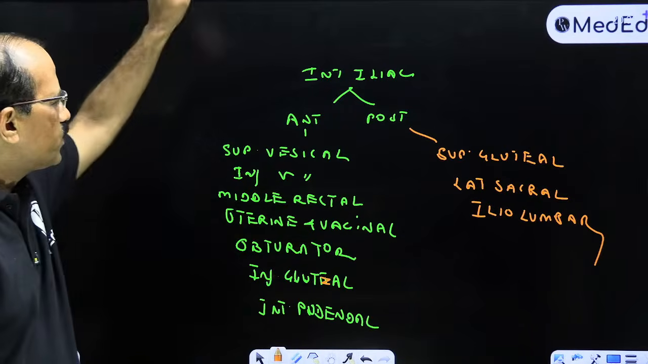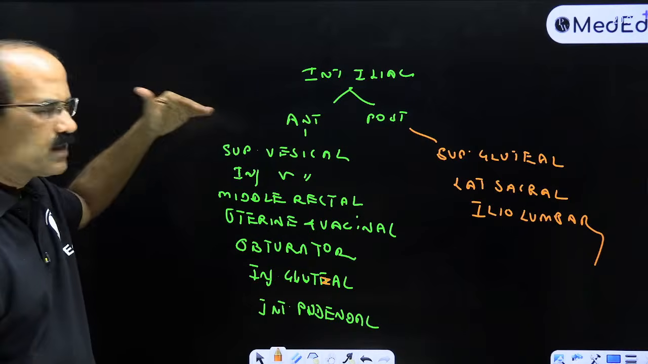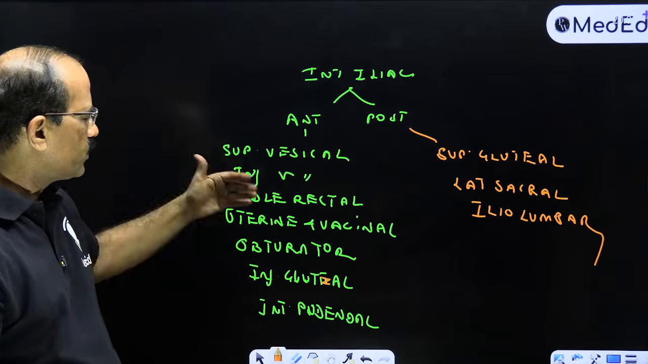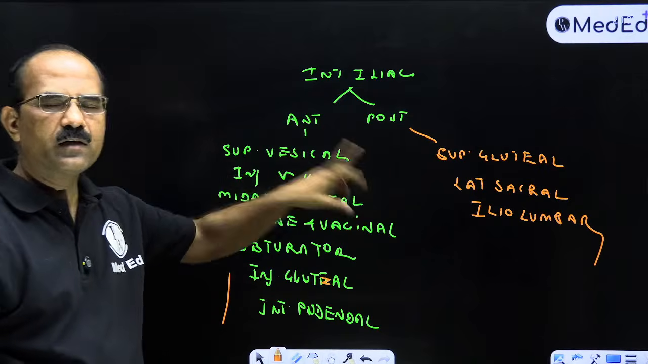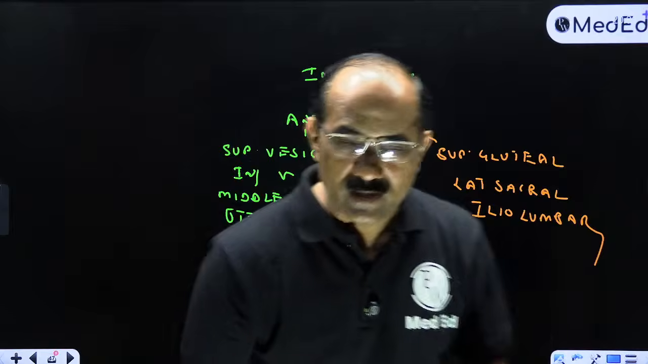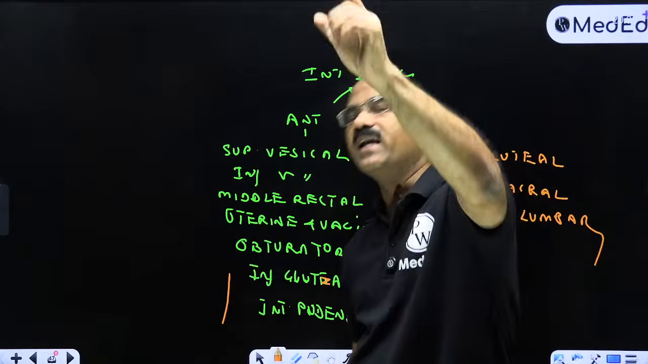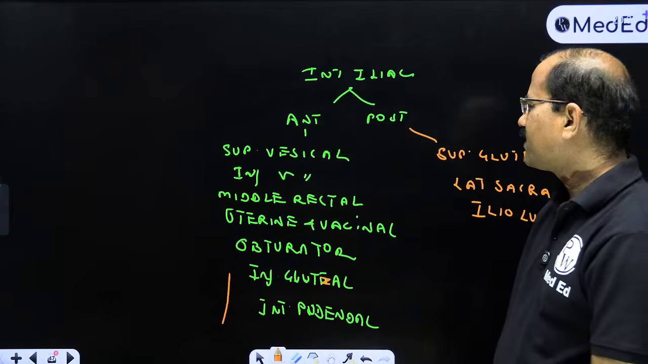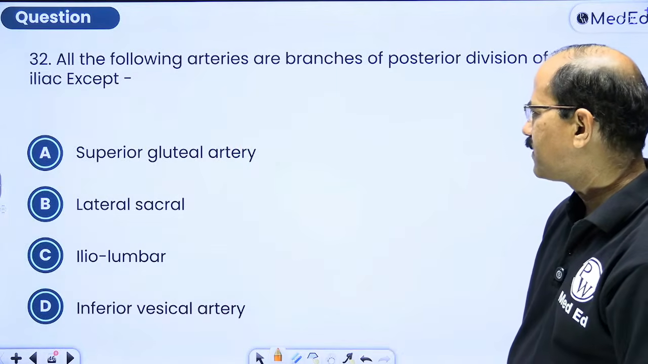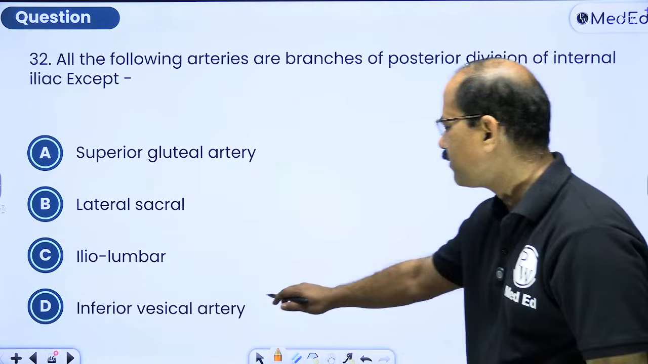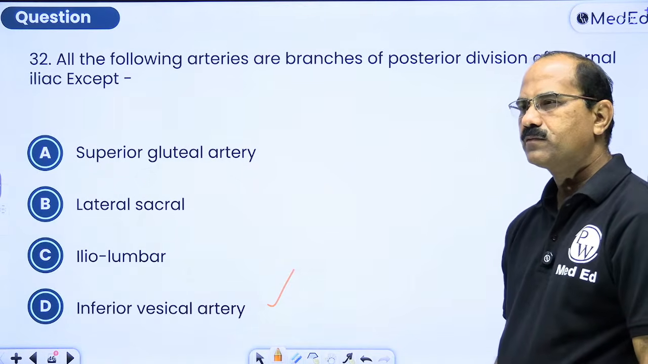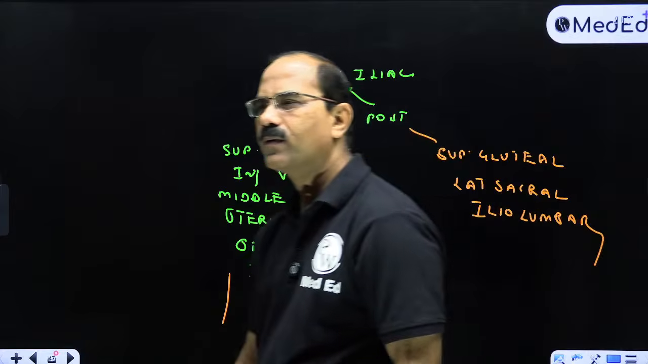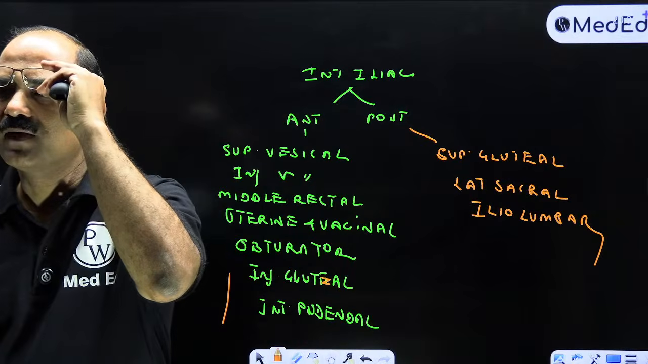Okay, fine. So internal iliac, anterior division के superior vesicle, inferior vesicle, middle rectal, obturator, uterine vaginal, inferior gluteal, internal pudendal; posterior division: superior gluteal, lateral sacral, iliolumbar. बस ये याद रखना, इस पे MCQs आते हैं. Branches of internal iliac. ठीक है. So answer for this is inferior vesicle.